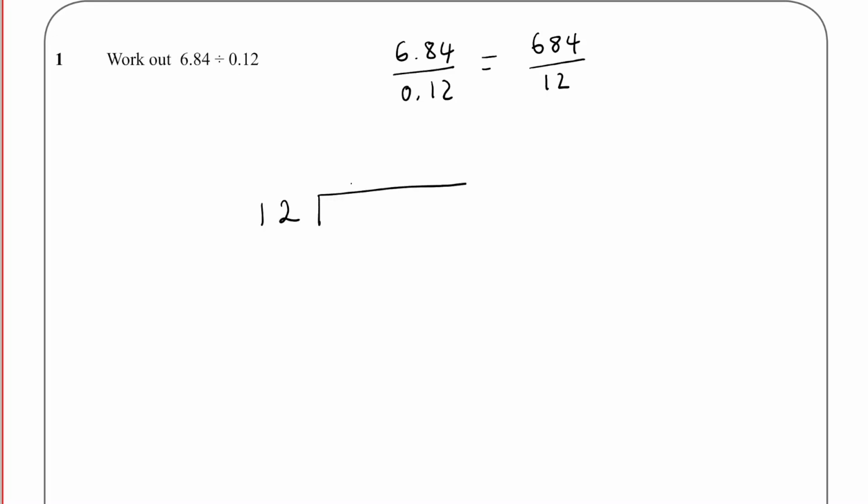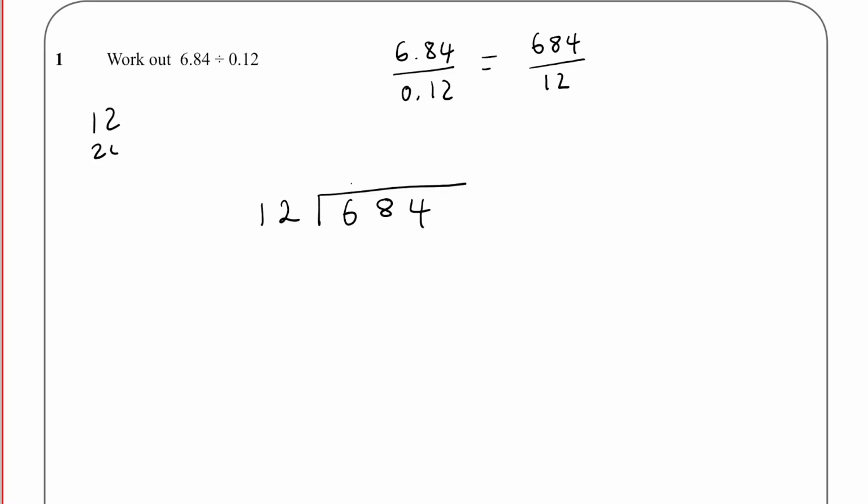Question 1. Work out 6.84 divided by 0.12. I want to get rid of these decimals, and we can think of a division the same way we think of a fraction. So whatever we do to the top, we can do the same to the bottom. To get rid of the decimals, we can times the top by 100 and the bottom by 100. And I'll use long or short division to work this out now.